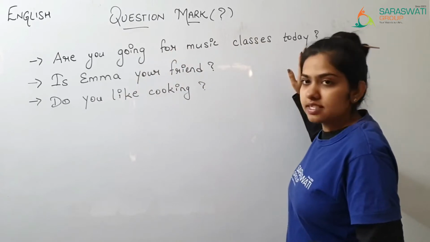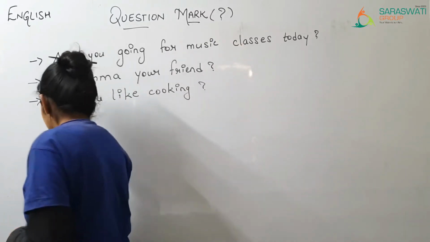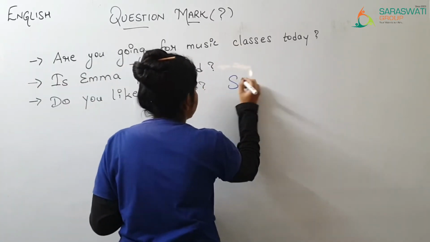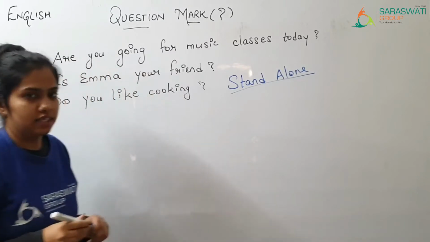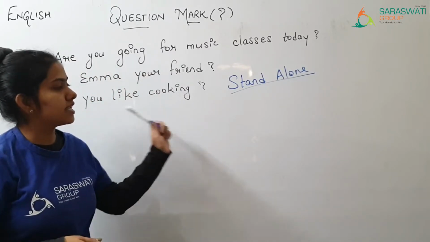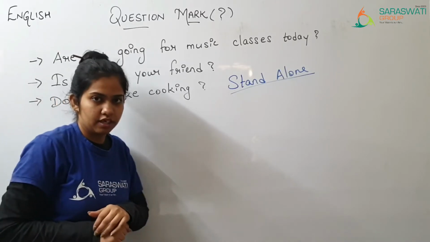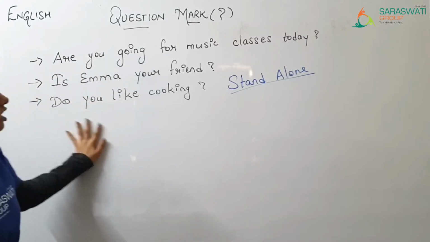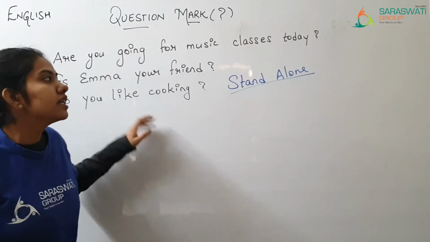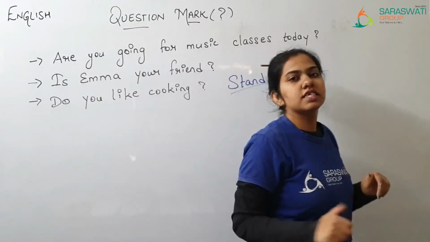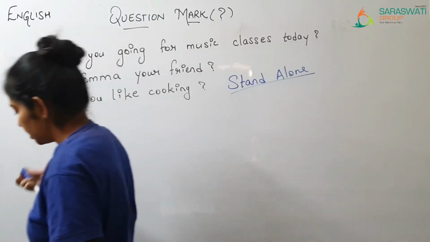Are you going for music classes today? The sentence is over, right? So जो ऐसे sentences हैं, such kinds of sentences are known as standalone sentences. यानी कि वो अकेले है sentence, right? It does not need any other sentence to complete its meaning. So when it does not have any other sentence connected to it, such sentences are known as standalone. This will get cleared by understanding the next example. So let's see another example.